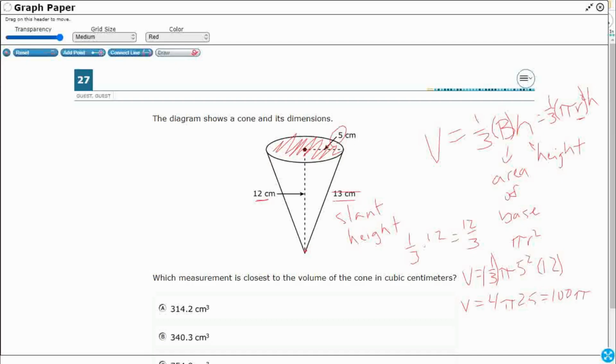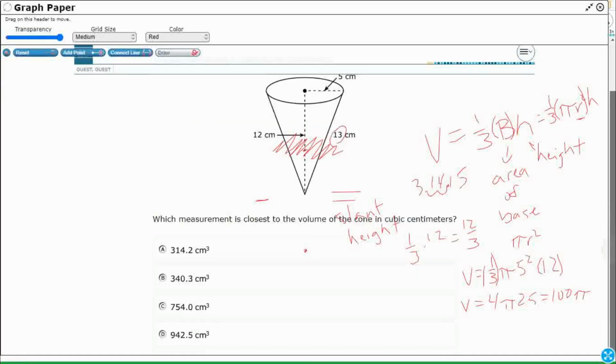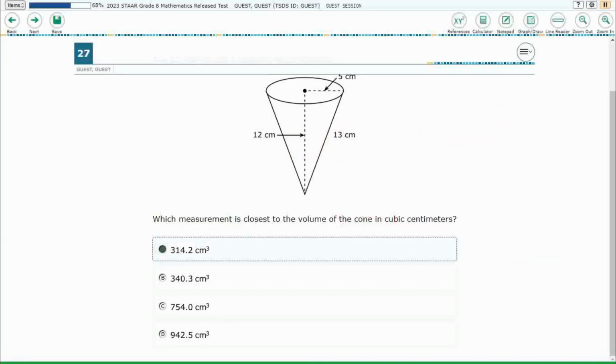I know that pi equals 3.1415, so if I multiply by 100, I'll just move the decimal over twice. It looks like it's going to be 314.15, or I've got that 314.2. Looks like they're just rounding to the 10th place. My answer is A. Let's see how we did across the state of Texas.